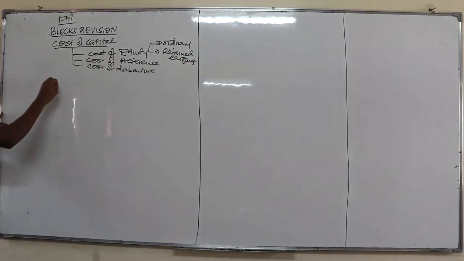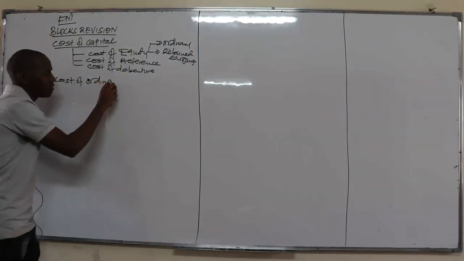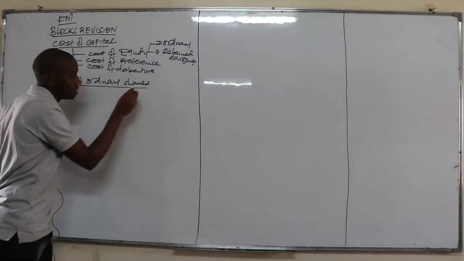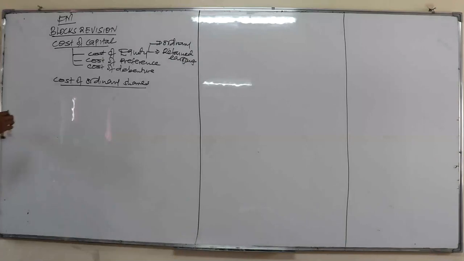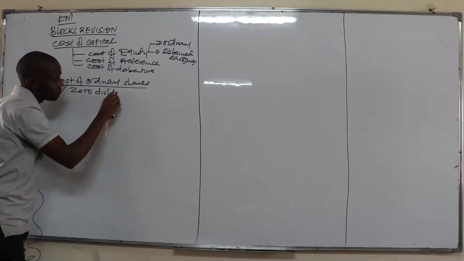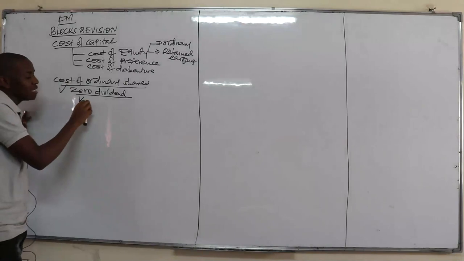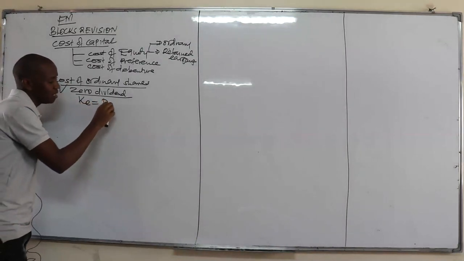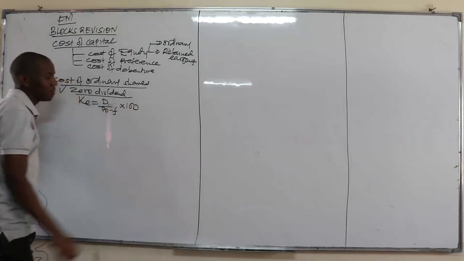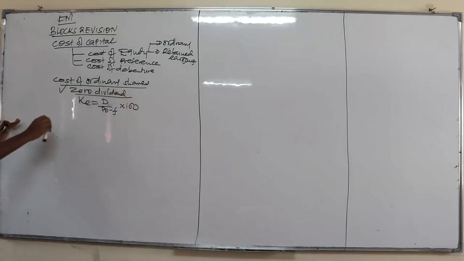For the cost of ordinary shares, it normally depends on the type of the ordinary share, which we categorize into two. We have zero dividend growth rate ordinary shares. For these, to get the KE will be D over P0 minus flotation cost, then you multiply by 100.